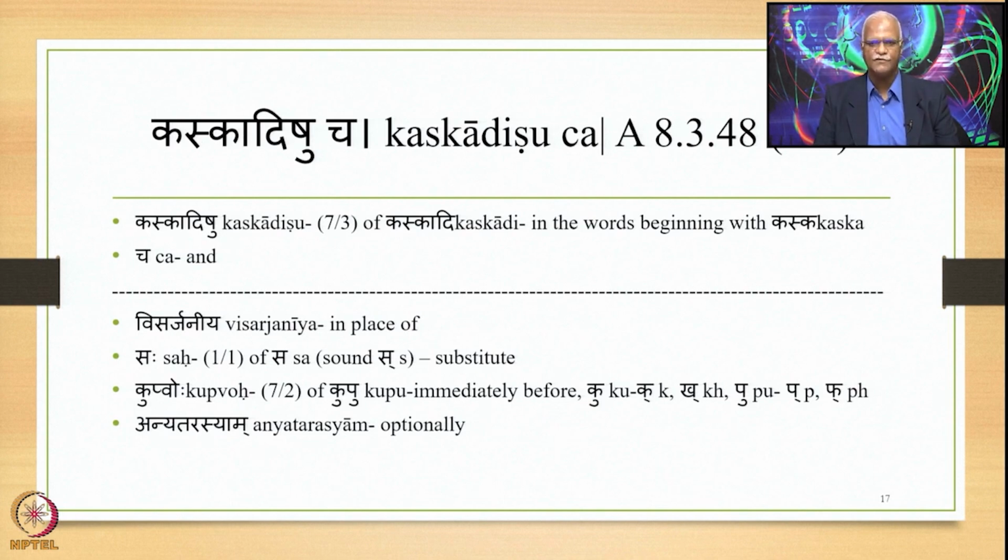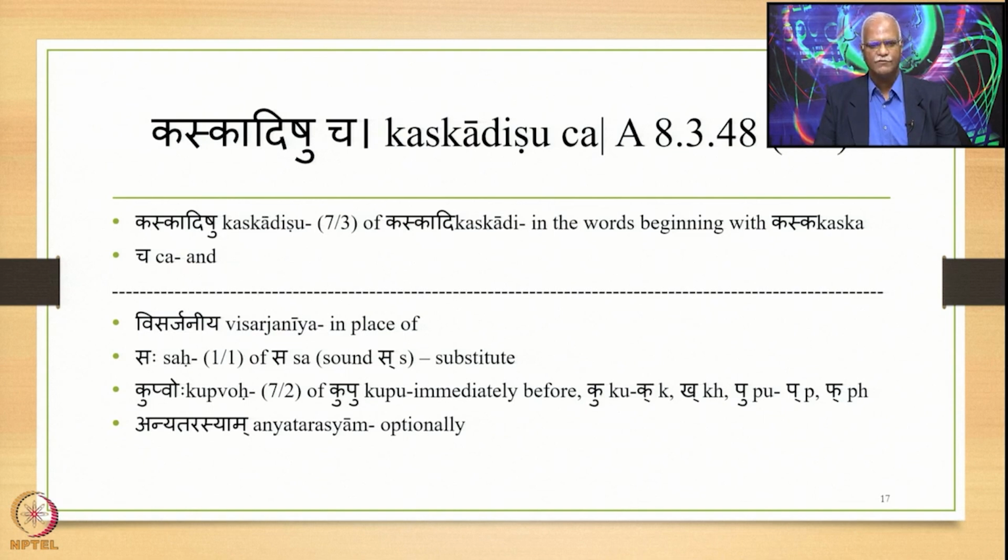Kaskadishu is 7/3 of Kaskadi. So Kaskadishu means in the words beginning with Kaska. There is a list of words which begin with Kaska, and Cha means and. So Visarjaniyasya is 6/3, which means in place of the Visarjaniya. Saha is 1/1, referring to the sound Sa, which means the substitute. Kupvoho is the 7/2 of Kupu, which means immediately before Kupu, and Anyatrasyam, which means optionally.